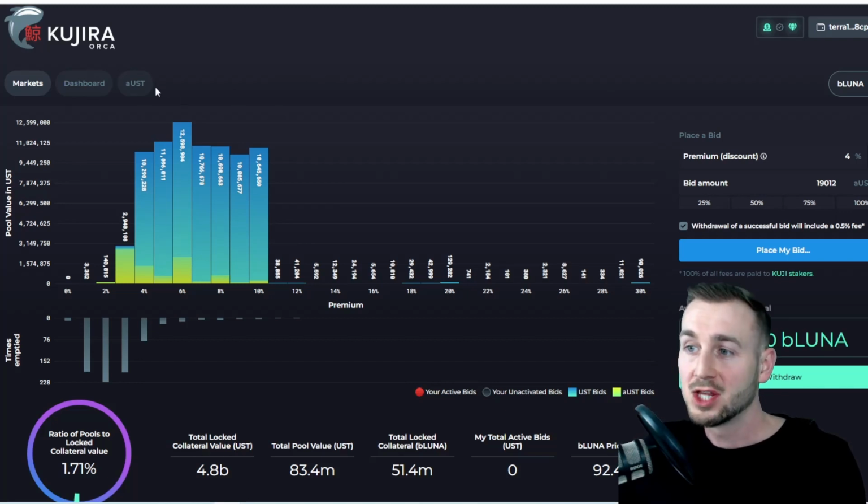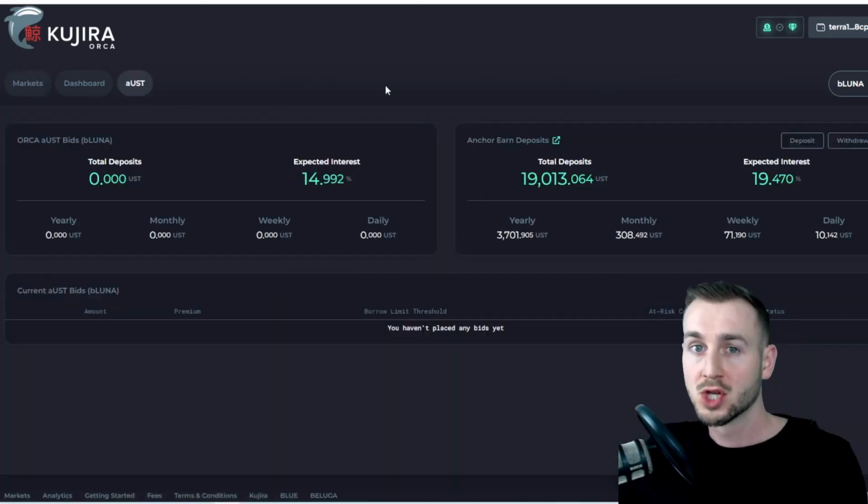On top of this, with AUST now being an applicable token to bid with, this means AUST is consistently accruing yield. Now on the right hand side, you can see the typical Anchor yield, 19.47%, but the Orca bids for AUST here accrue 14.992%, and the difference is then taken by the protocol.